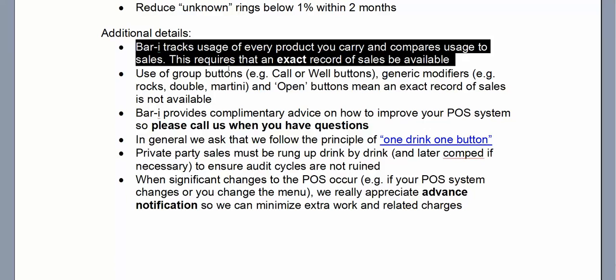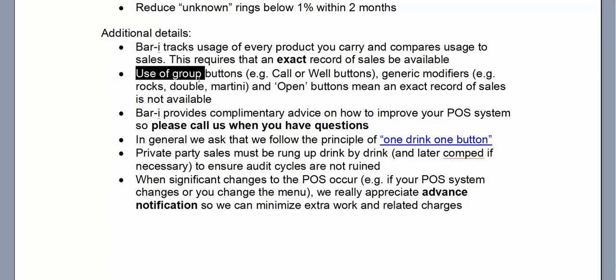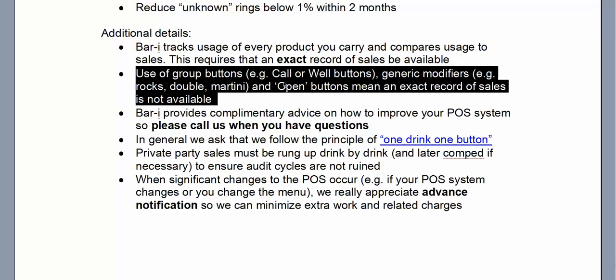So the worst case of not having a complete sales record is to use call well buttons. Call, well, premium, super premium is the typical way it's done. That is very, very costly to your bar business. I can't emphasize enough, if you're doing that at your bar currently, we need to talk. You have serious problems. You're really not using your multi-$1,000 point of sale system in the way it was designed, and you're probably costing your business quite a lot of money.